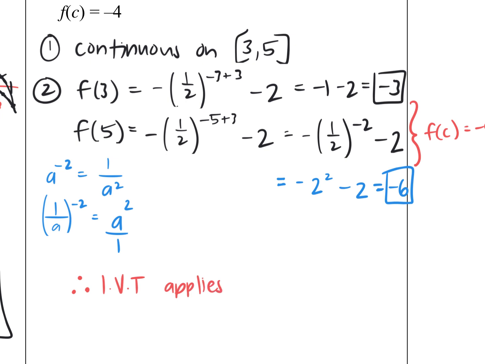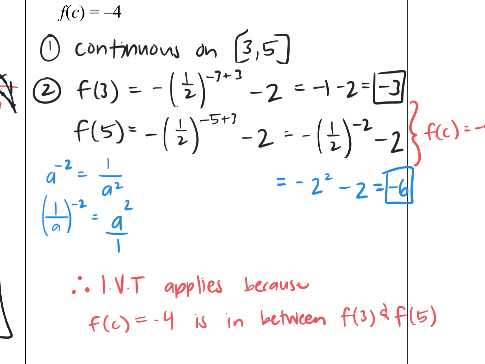So we need to solve for what is c. Okay, and we can say it applies because our f of c, which is -4, is in between f of 3 and f of 5.